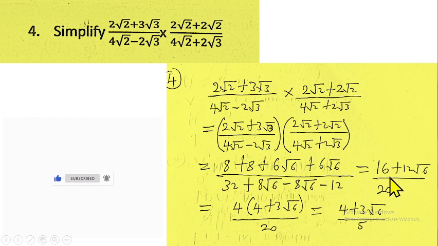So something is common to this. You can factorize 4 here. You have 4 into 4 plus 3 root 6 over 20. 4 can go into 20, that will give us 5. Then we have 4 plus 3 root 6 over 5 as our answer for question number 4.